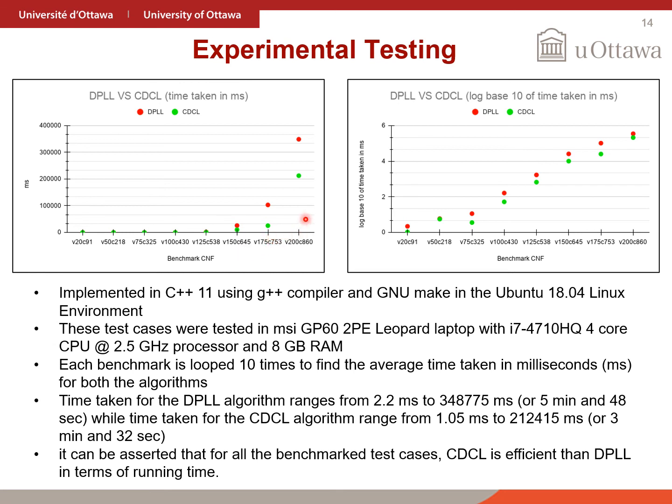From the first scatter plot, we can see that for large size input, the CDCL algorithm performs better in terms of time, and the same plot is again plotted in log base 10 for time taken, and when we scrutinize the time taken for very small size inputs, again it is proven that the CDCL algorithm performs better for low size input also. So we can assert that for all the benchmark test cases, CDCL is more efficient than DPLL in terms of running time.